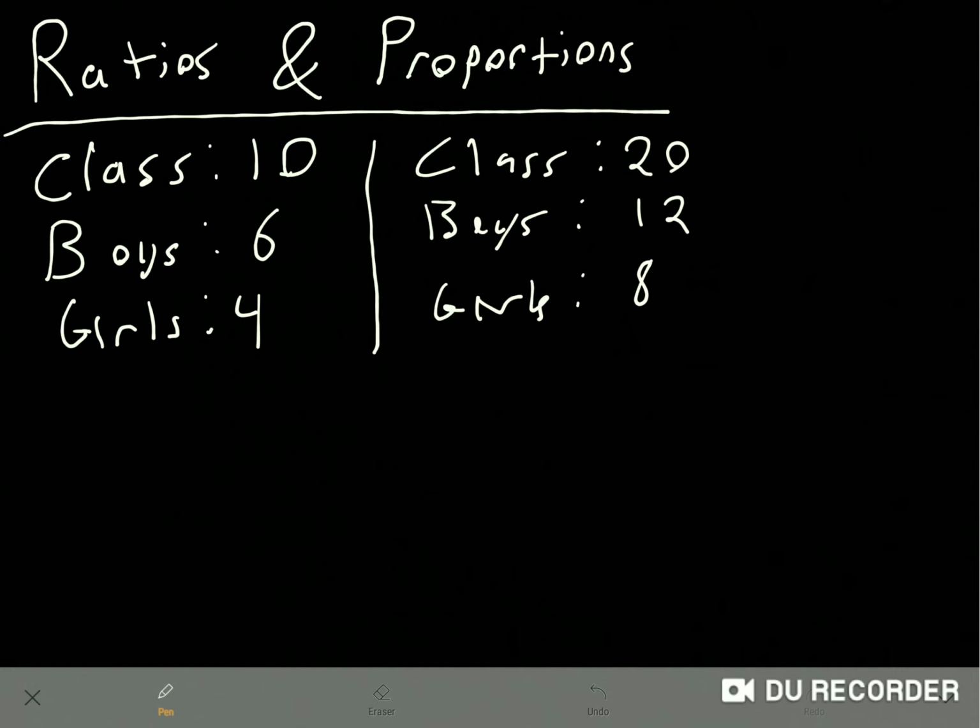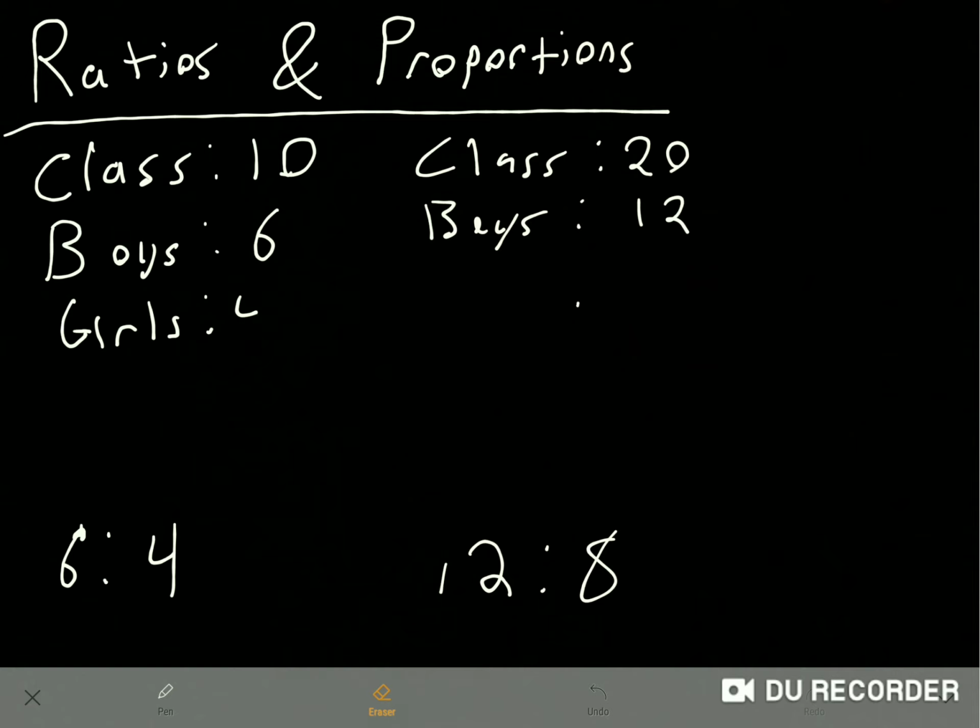Now, we can do the same kind of ratios we just did between boys and girls in the second class, but let's say we want to compare between the two classes. In this case, we're going to have to use a proportion. In proportions, we compare different ratios or different amounts. So we can go back to the ratio of boys to girls in the first class, which was 6 to 4, and in the second class, it would be 12 to 8.